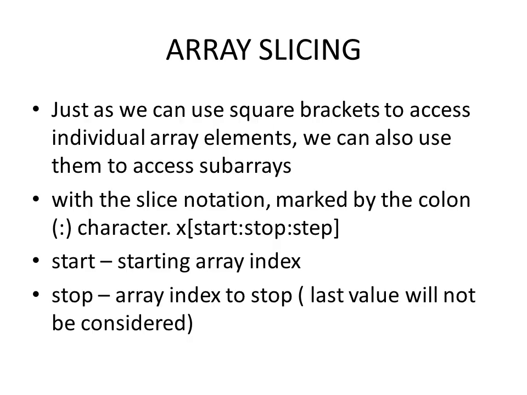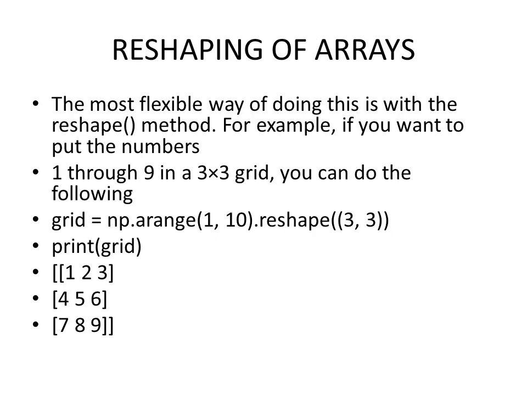Reshaping of arrays. The most flexible way of doing it is to use a method called reshape. For example, if you want to put the numbers into a 3 by 3 grid, if you take 10 elements, the method we use here is grid. So we give grid and np.arange, 1 comma 10. What is 1 comma 10? We want numbers in an array up to 10. It will reshape into 3 rows and 3 columns. So this is the output we get for reshaping of arrays.